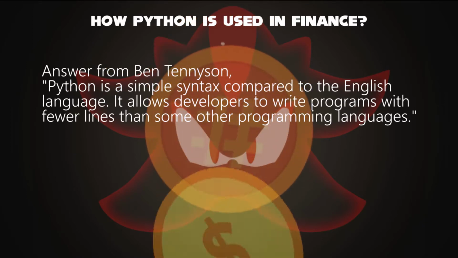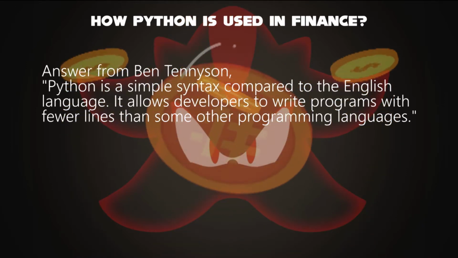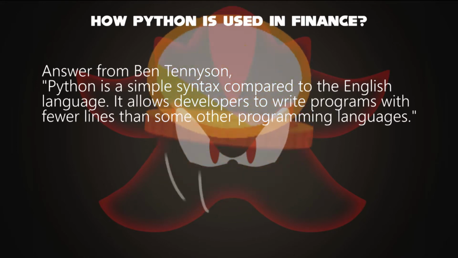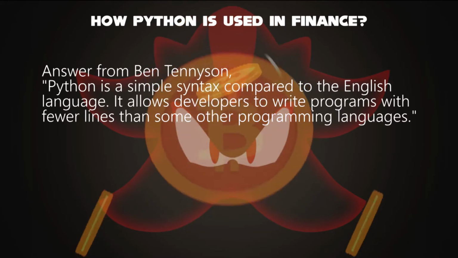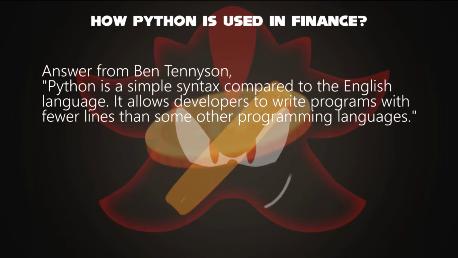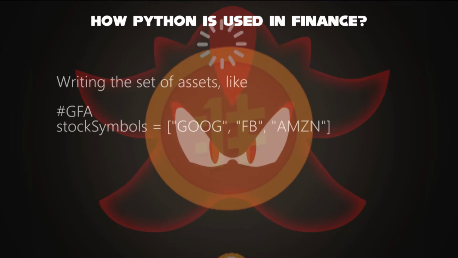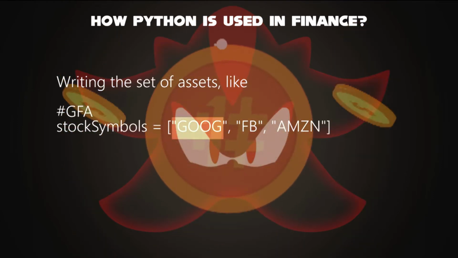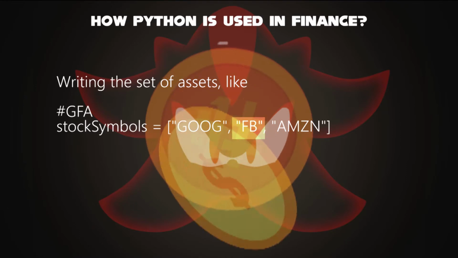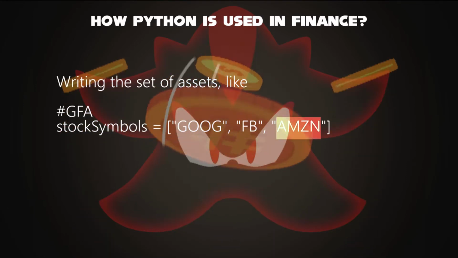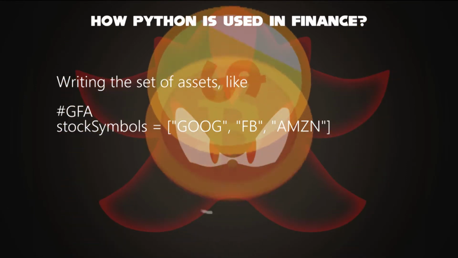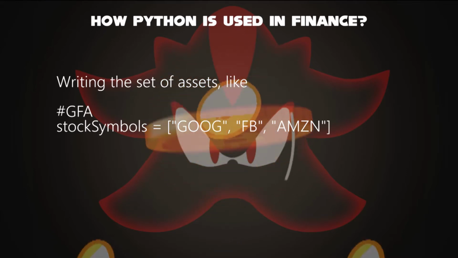Okay, Ben. Here's an example for you. How Python is used in finance. To talk about finance that you're looking for. Okay? For example, writing the set of assets, like Google, shortened as GOOG, Facebook, shortened as FB, Amazon, shortened as AMZN, and others. This is the first step.